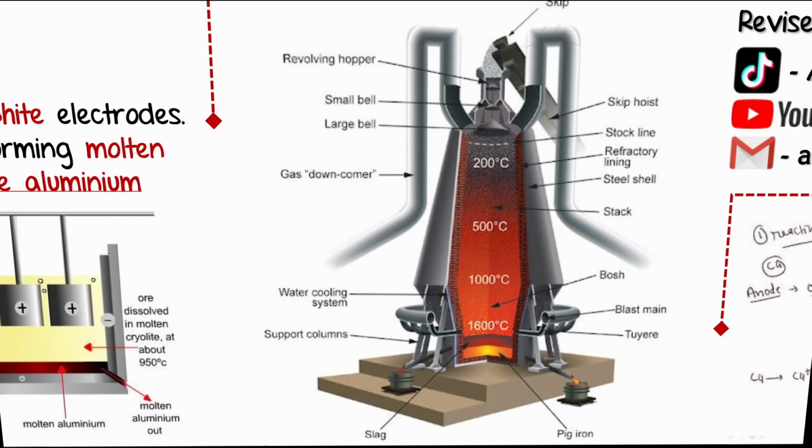When you look at the blast furnace, it looks like an inverted cone with two major inlets, one at the bottom side and another one at the top side. The one at the top side is used to feed in iron ore, coke and limestone, but the one at the bottom side is used to allow hot air in.